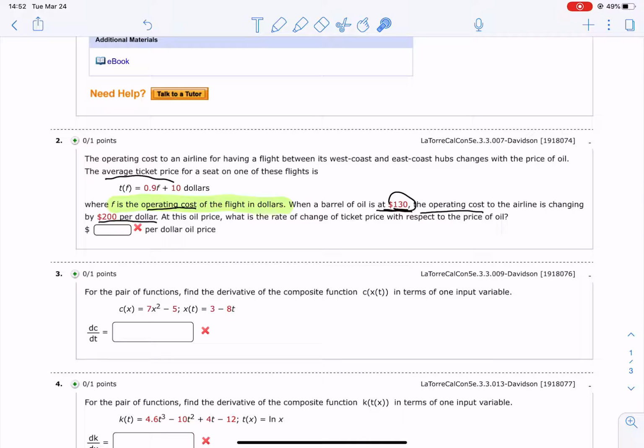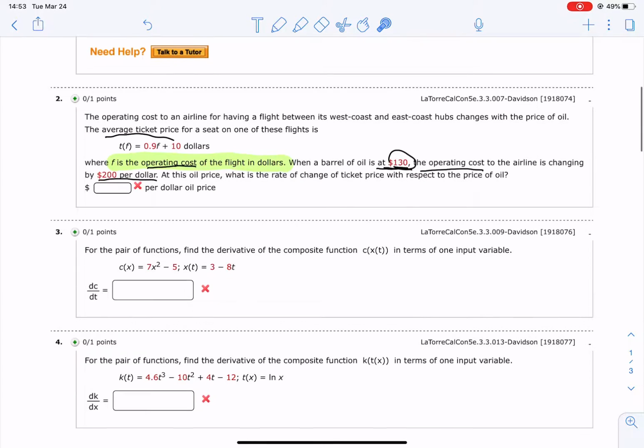Question number 2, we are given the function equation for the average ticket price. T of f, the output unit is dollars, and T of f means the average ticket price. The input variable f, unit is dollars, and f is the operating cost of the flight. So the output means the average ticket price, and the input f means the operating cost of the flight. Now let's keep reading.